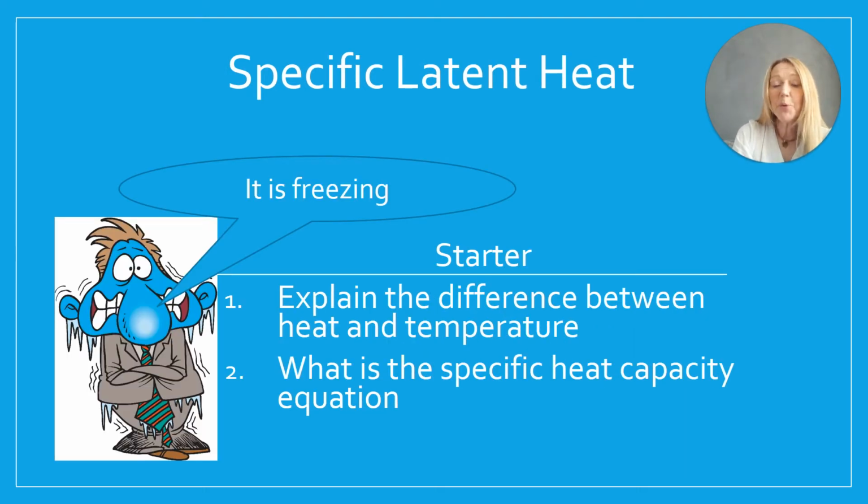So before we start, pause the video and have a go at these two questions. So you should have remembered from a previous lesson that the difference between heat and temperature is that heat is the total amount of kinetic energy in a material, and that temperature is the average kinetic energy of a material. And the specific heat capacity equation is the energy needed to change the temperature of 1 kilogram of a material by 1 degree. So the equation itself is the energy equals the mass times the specific heat capacity of that material times the change in temperature.